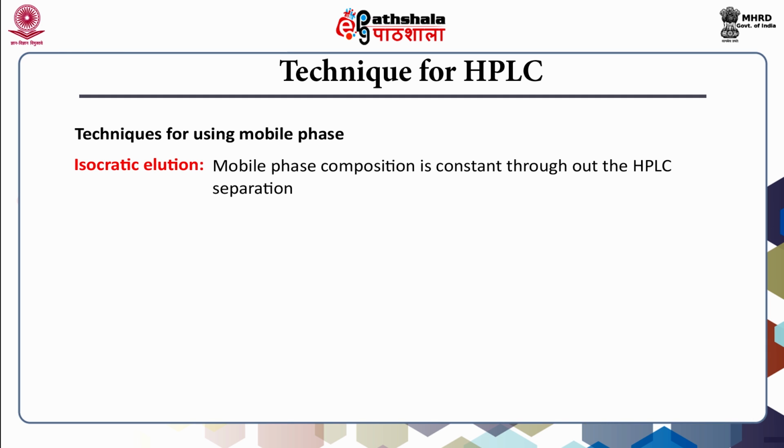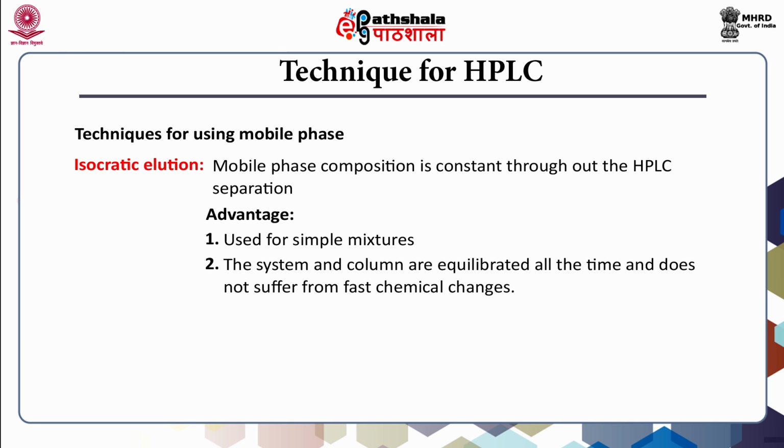What are the advantages of isocratic elution? The main advantage is that it is used for simple mixtures. Another advantage is that, by using the same composition, the system and column are equilibrated all the time with the same composition, so the stationary phase will not suffer from any fast chemical changes caused by changing the mobile phase. The stationary phase is always exposed to the same chemical composition, so your separation will be very nice in isocratic elution.